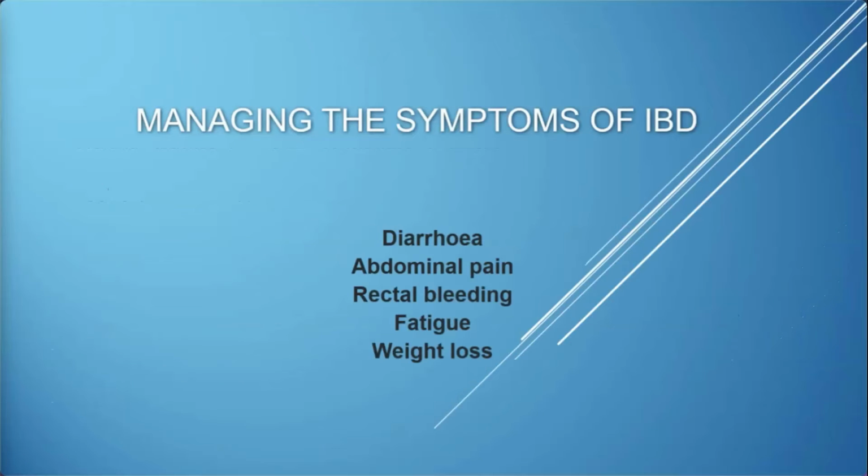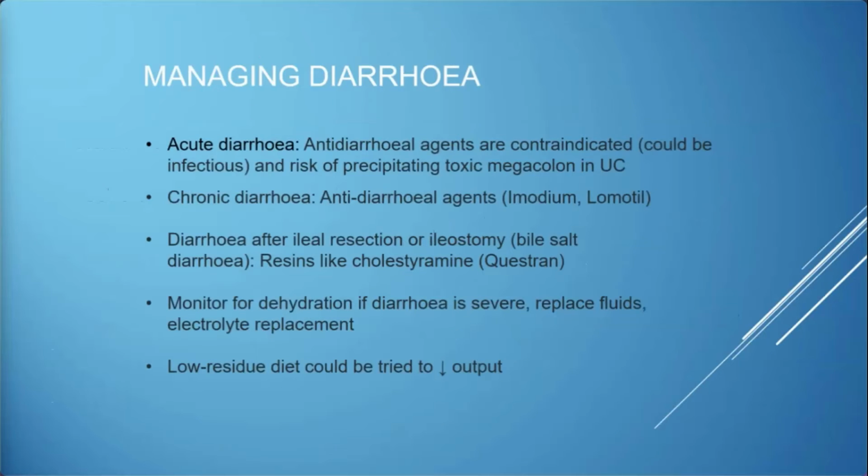Over the next few slides, we will look at how we manage the symptoms of inflammatory bowel disease: diarrhea, abdominal pain, rectal bleeding, fatigue, and weight loss. In acute diarrhea, antidiarrheal agents are contraindicated as the diarrhea could be infectious and the risk of precipitating a toxic megacolon in ulcerative colitis. In chronic diarrhea, we use antidiarrheal agents, Imodium, Lomotil.